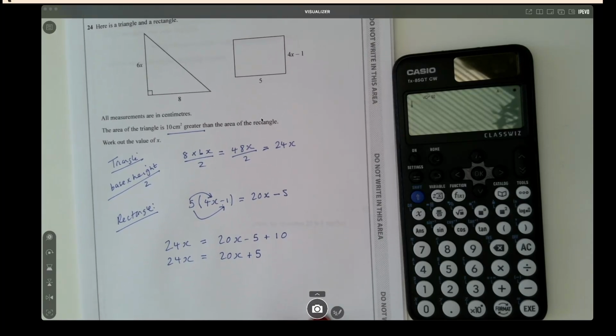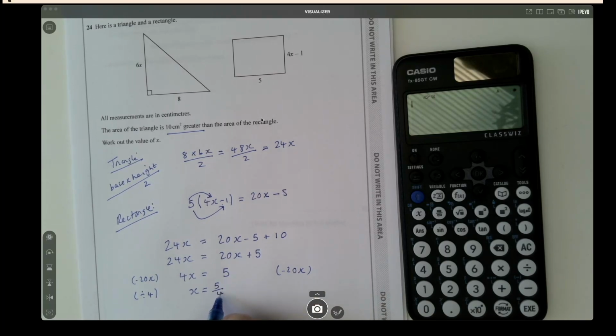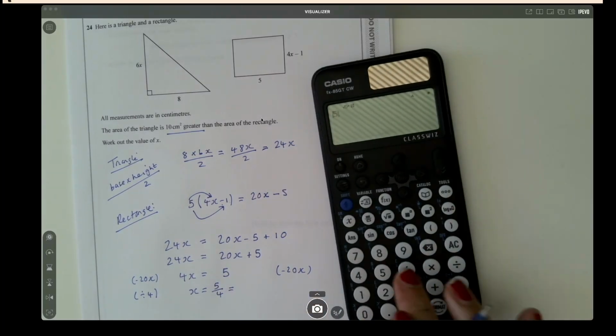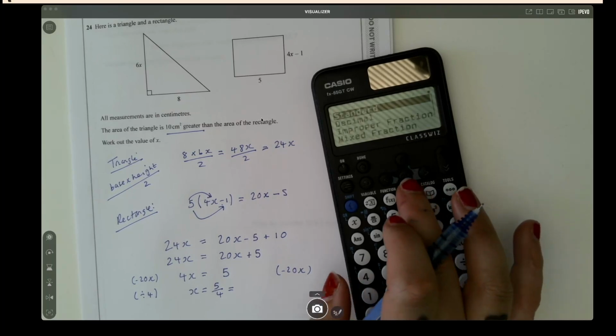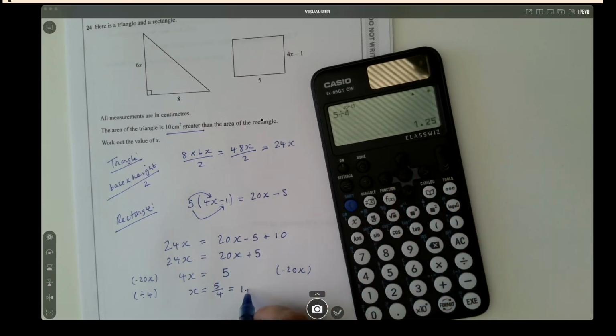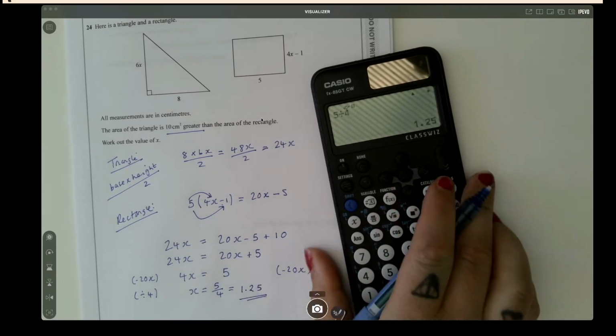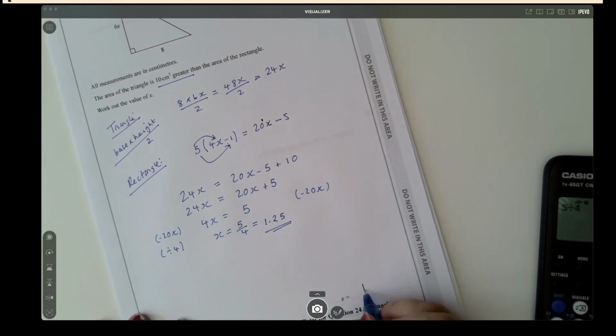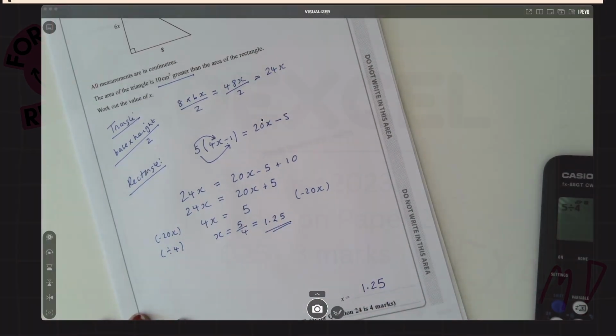Now we're going to solve for x. So we're going to subtract 20x from both sides, which leaves us with 4x equals 5. And the last step will be to divide by 4. So x equals 5 divided by 4, which is 1.25. And let's pop that on the answer line. 1.25.